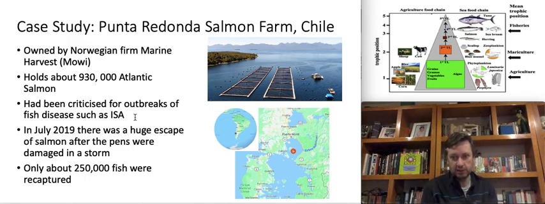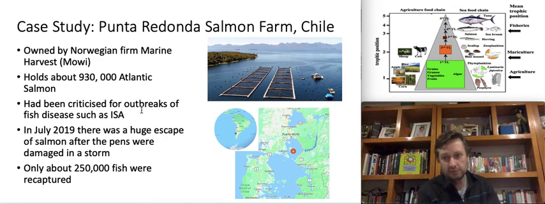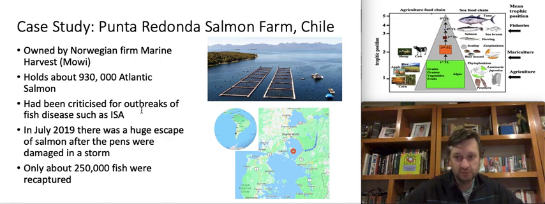The reason I'm talking about this case study was because in July 2019, last year, there was a massive escape of fish from this fish farm. There was a storm that went on for a few days. The staff were unable to get to the pens to protect them, and pretty much all of the fish escaped. Only about 250,000 fish were recaptured, which meant that 600,000 fish or so swam away.